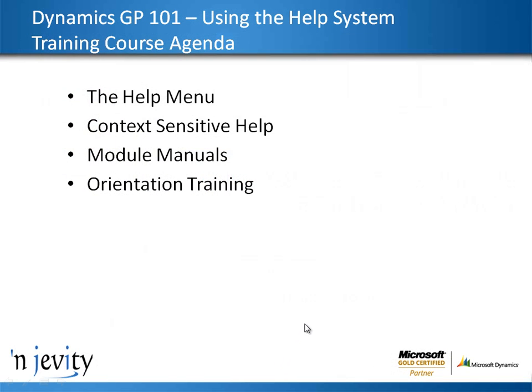As we talk about the help system, we're going to look at the general help menu within Microsoft Dynamics GP. We're going to talk about context-sensitive help and how you can get help within individual windows within Dynamics GP. We'll talk about how you can gain access to all of the manuals for every module, and we'll talk about some additional orientation training that's available to you within the Microsoft Dynamics GP client.